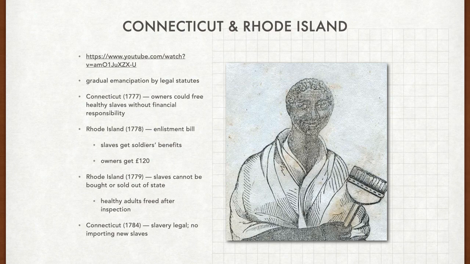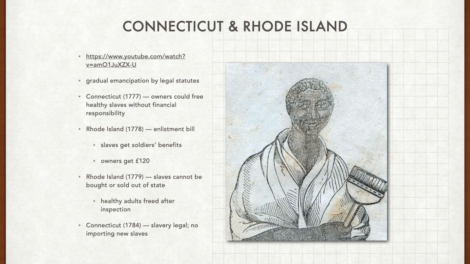In Connecticut, a 1777 enlistment bill failed to pass, but they did pass a bill that fall that allowed slave owners to free healthy slaves without any further financial responsibility. So we can assume from this fact that, if the slave owners in Connecticut in particular free their slaves, they would need to free them and then make sure that they were taken care of, right? Sort of like indentured servants, where maybe you provide them with land or money or some sort of opportunity to make sure that they don't live off the state.